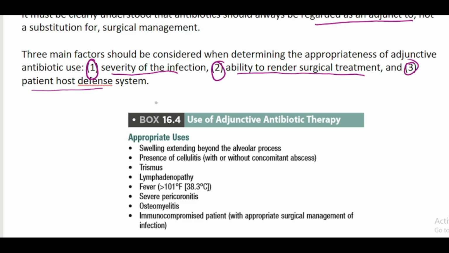And third is patient's host defense system. If the patient's host defense system is immunocompetent, then antibiotic is not always prescribed. And if the patient is immunocompromised, then you have to use antibiotic. Let's now see this box.